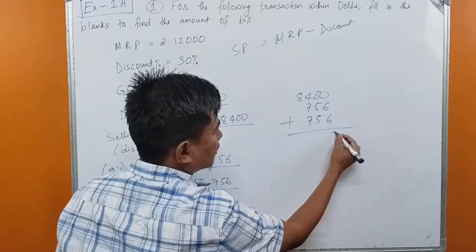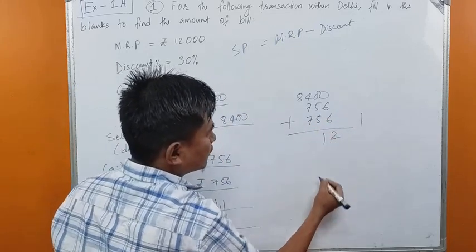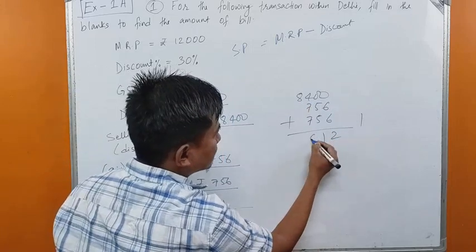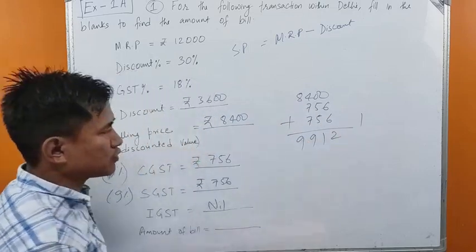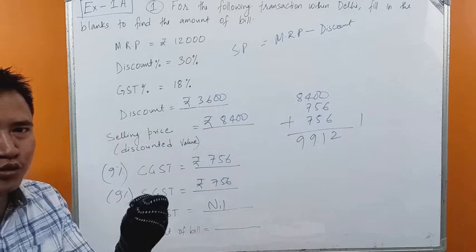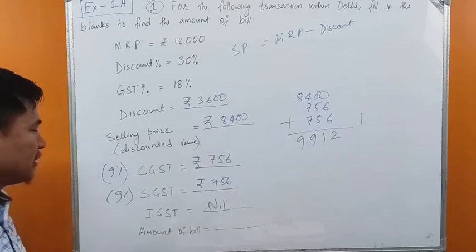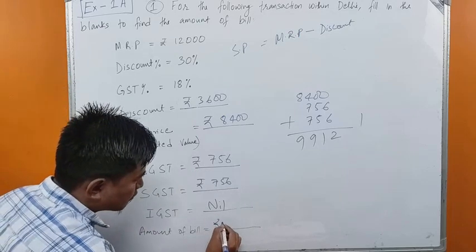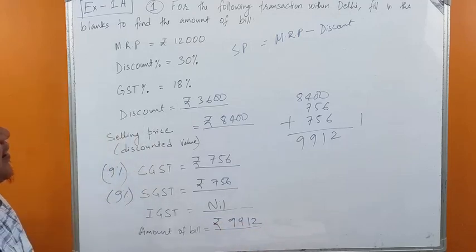6 plus 6 is 12, 2, 1 in hand. 5 plus 5 is 10, plus 1 is 11, 1 in hand. 7 7 14 plus 4 is 18, plus 1 is 19, 1 in hand. 8 plus 1 is 9. 9,912. So the total amount of bill, meaning total price of the product including tax, including CGST and SGST, is 9,912 rupees. Okay, I hope you got this.